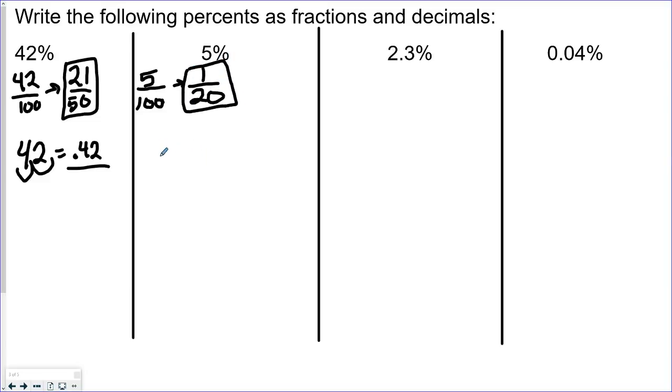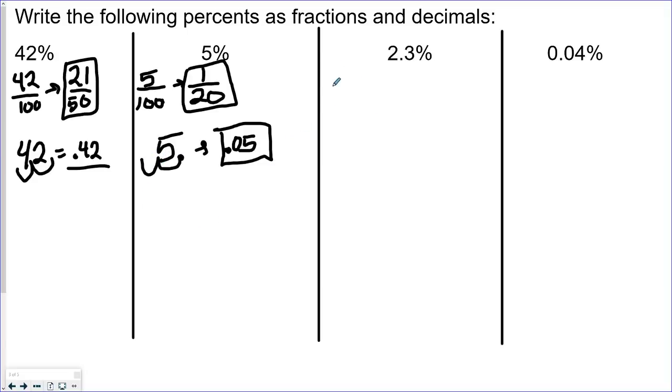What about the decimal form? Well, we start with 5, take our decimal, and jump it left twice. So 1, 2. Now this empty space right here, we fill in with a 0. So we have 0.05. Not 0.5. A lot of people think 5%, well, it's just 0.5. That's actually 50%. 5% as a decimal is 0.05 because you jump over that empty space there.